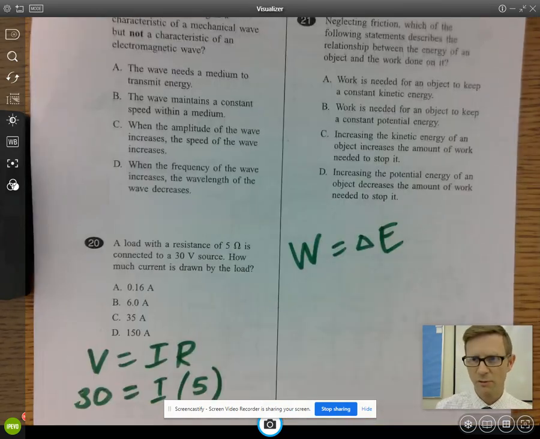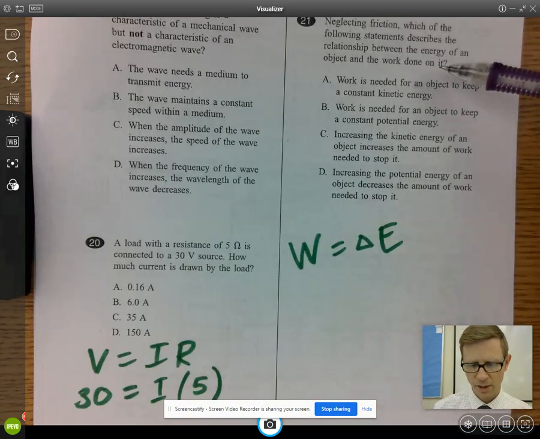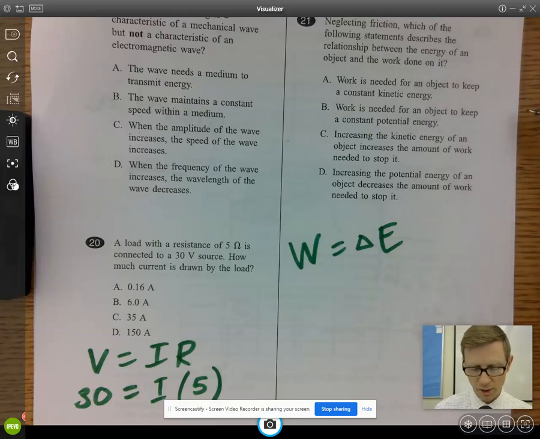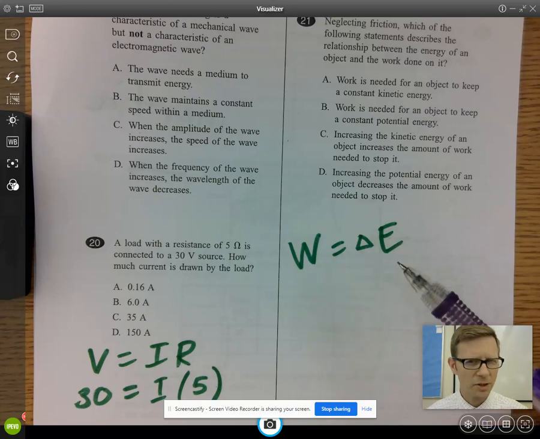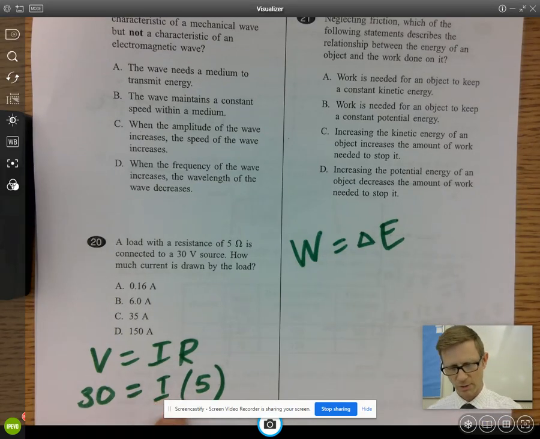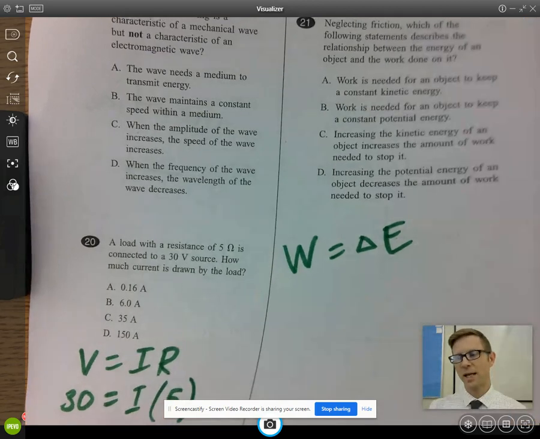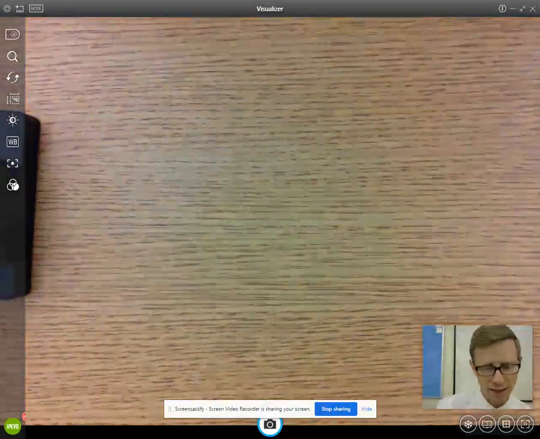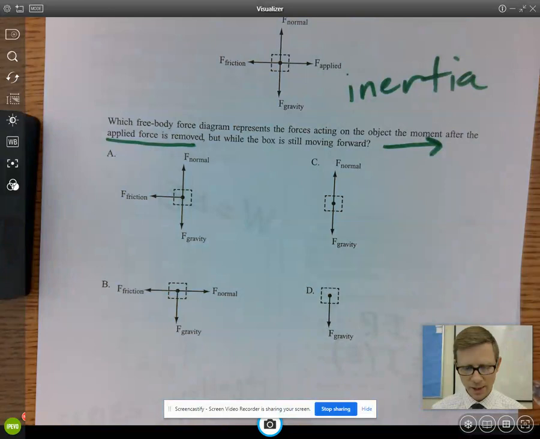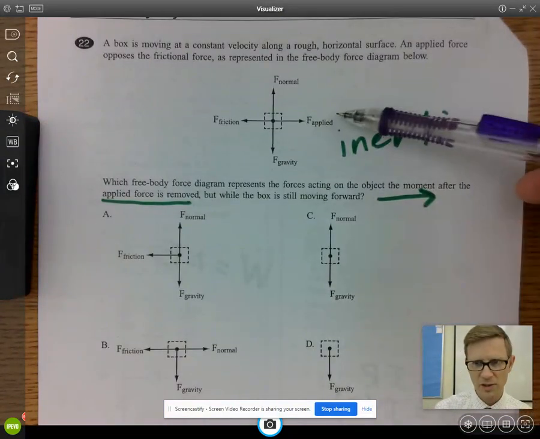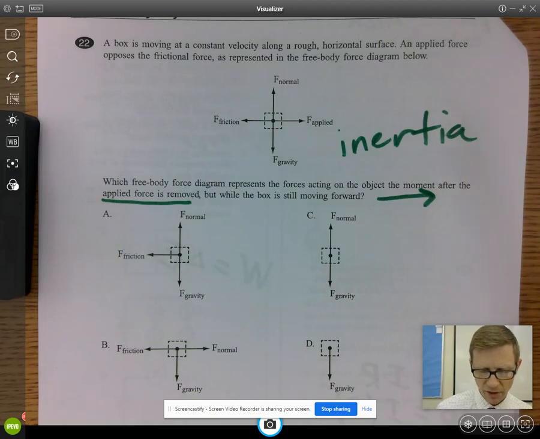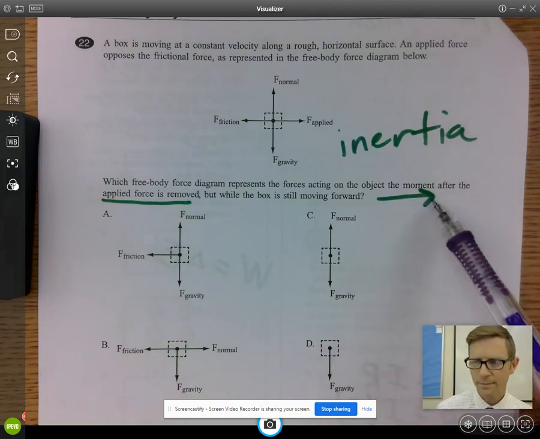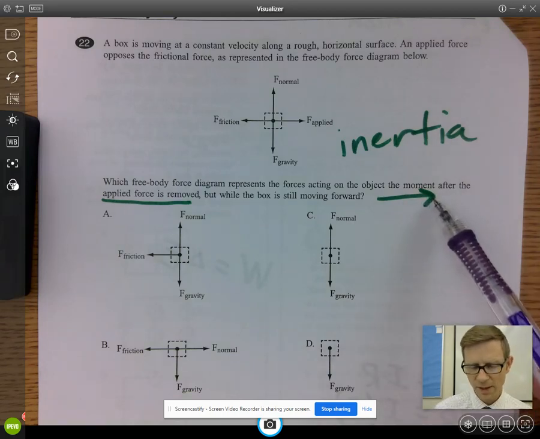And this one's a little funky. The answer is C because work is a change in energy. So that change in energy also means bringing an object to a stop. So it's taking away the kinetic energy. So if you have more kinetic energy, it's going to take more work to change that energy. Number 22, if we remove that applied force, nothing else really changes. The answer choice is A, but the object is still moving forward. That's because of its inertia.